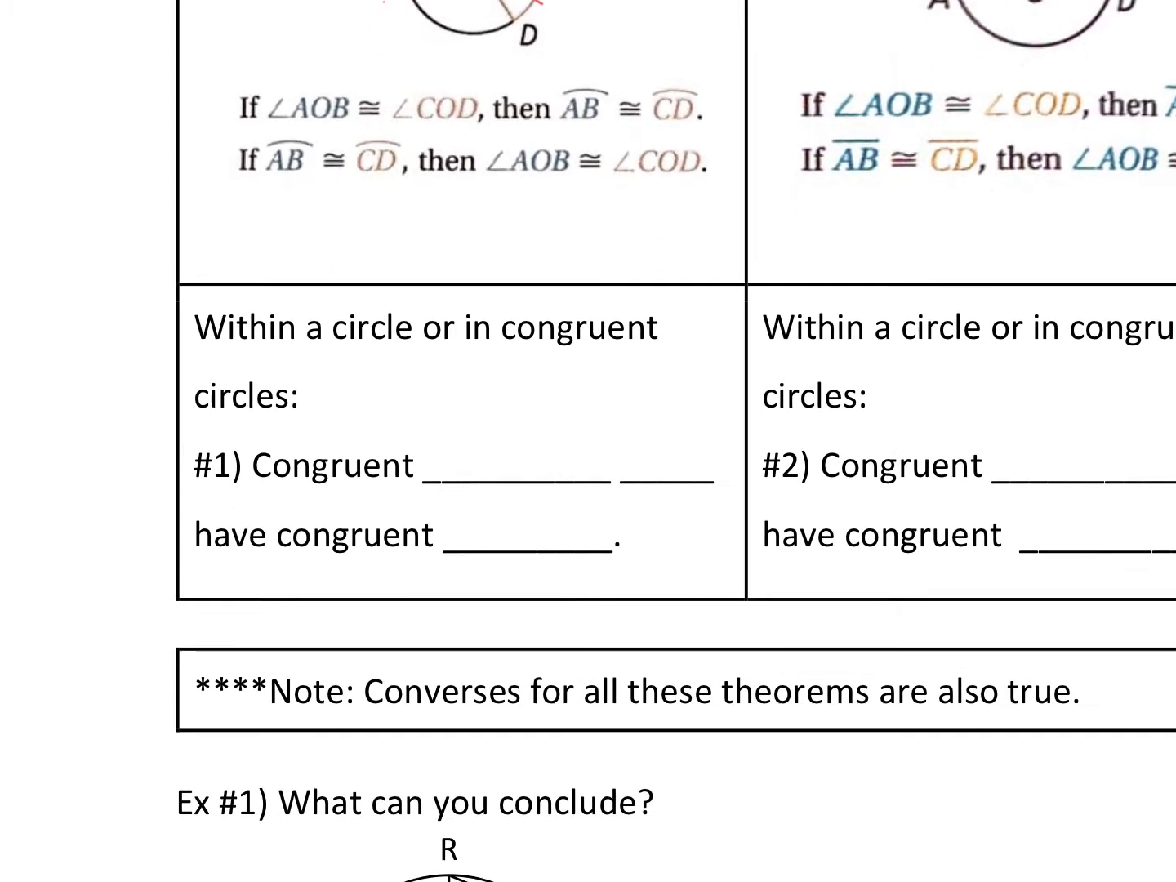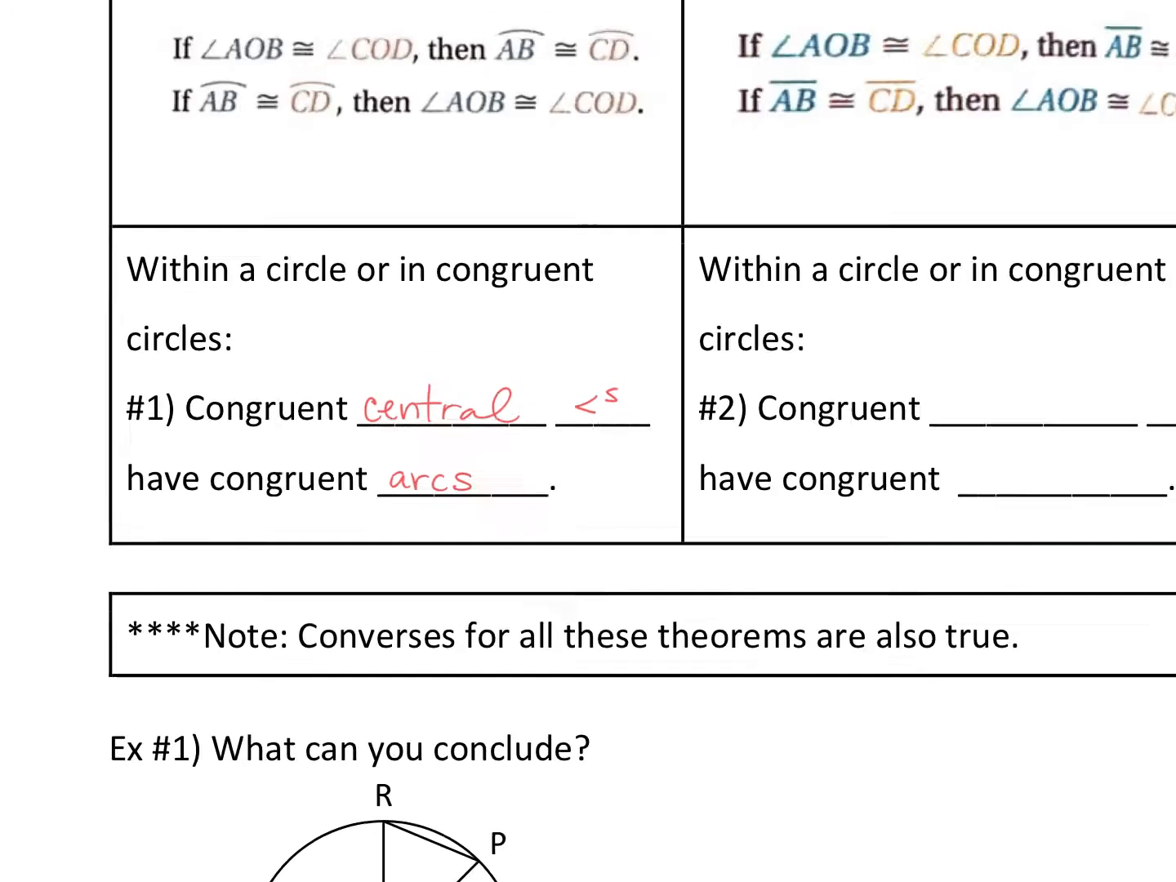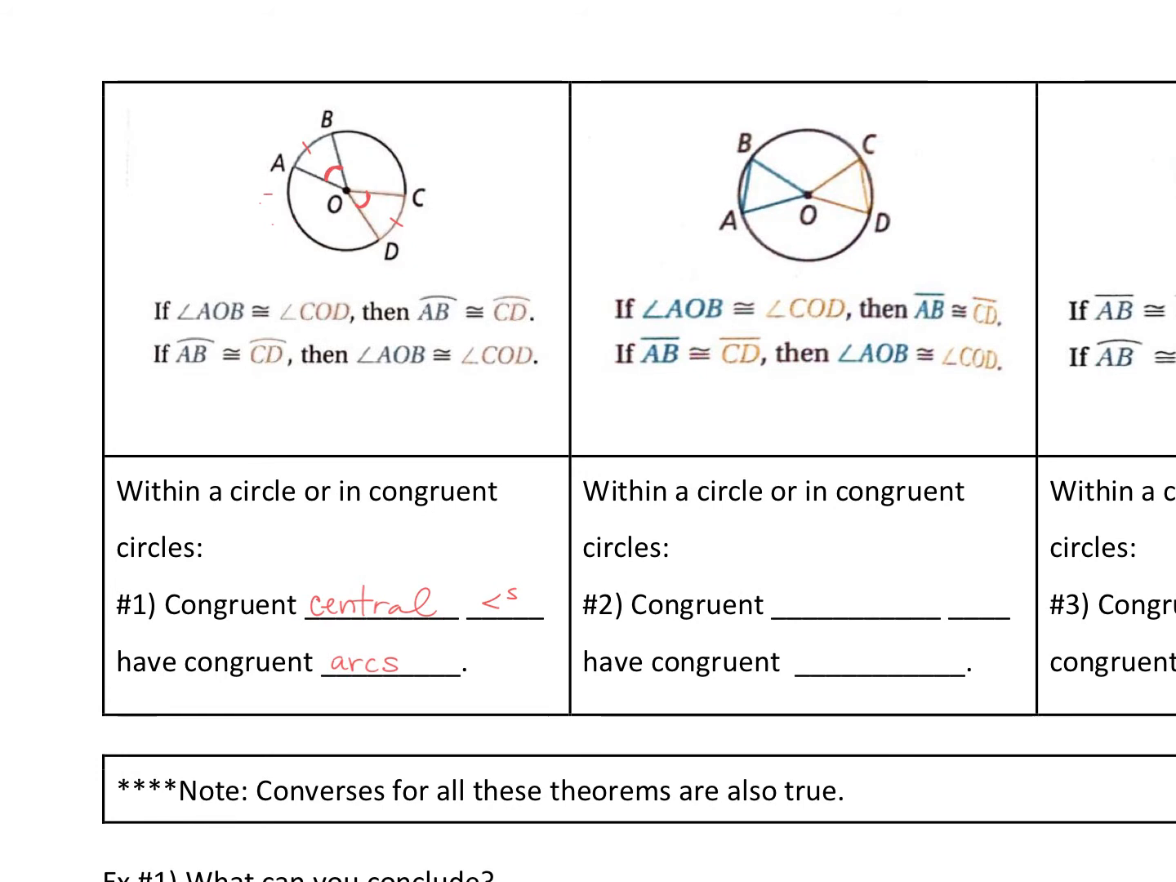So the theorem says this: within a circle or in congruent circles, congruent central angles have congruent arcs. Okay, so if the central angles are congruent, like you see here, then the arcs are going to be congruent as well. Okay, so that's the first one.